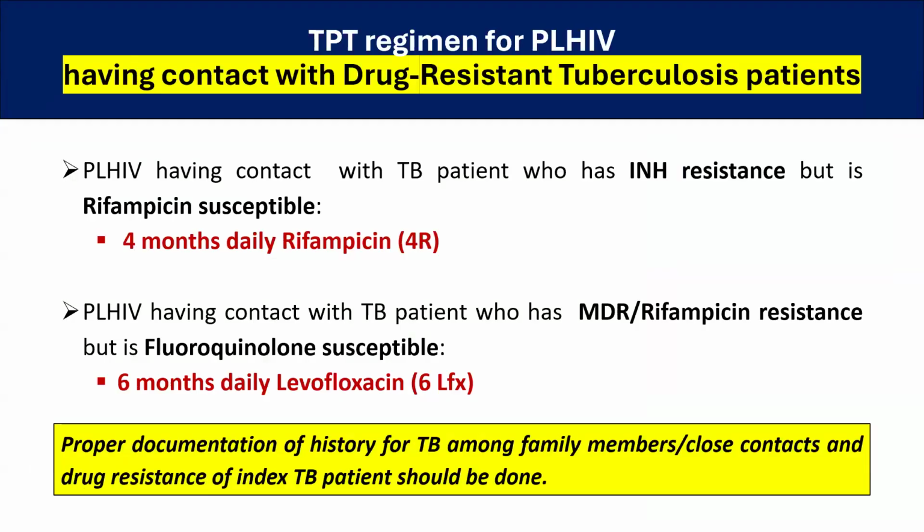For the TPT regimen for the PLHIV who are in contact with a DRTB case: if the contact has an INH-resistant but rifampicin-susceptible case, then the course is 4 months of daily rifampicin. If in contact with a TB patient who is MDR, rifampicin resistant but fluoroquinolone susceptible, then 6 months of daily levofloxacin. So 6-LFX is the TPT regimen given for patients in contact with DRTB patients. But proper documentation of history of TB among family members and close contacts, and drug resistance of index TB patients, should be done in your white card and the TB card.